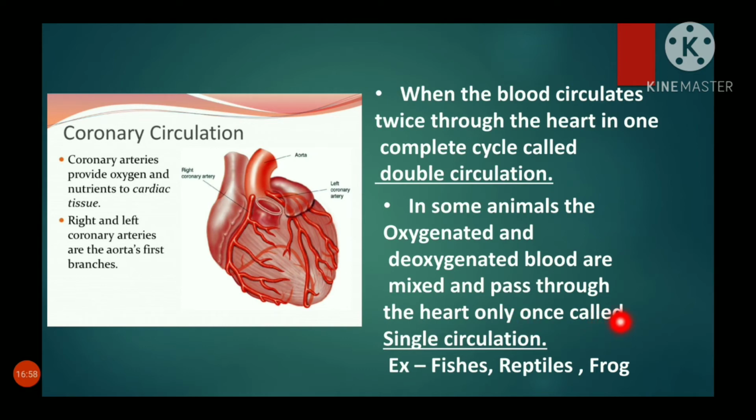Are you clear with the types of blood circulation, students? Systemic circulation, pulmonary circulation and coronary circulation. And 2 types: double circulation if the cycle is 2 times, single circulation if the cycle is 1 time.